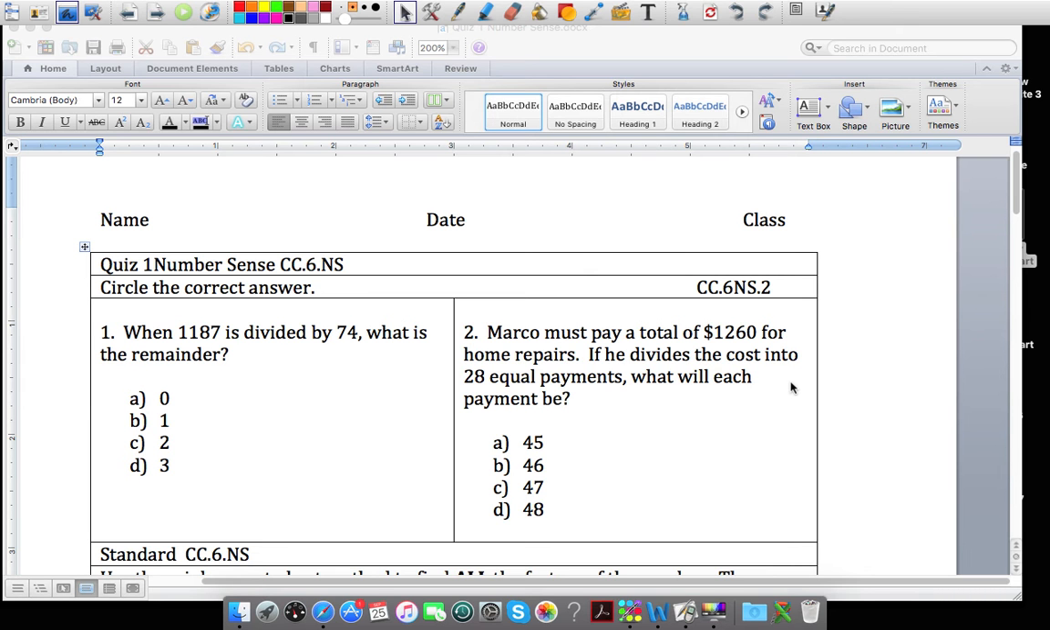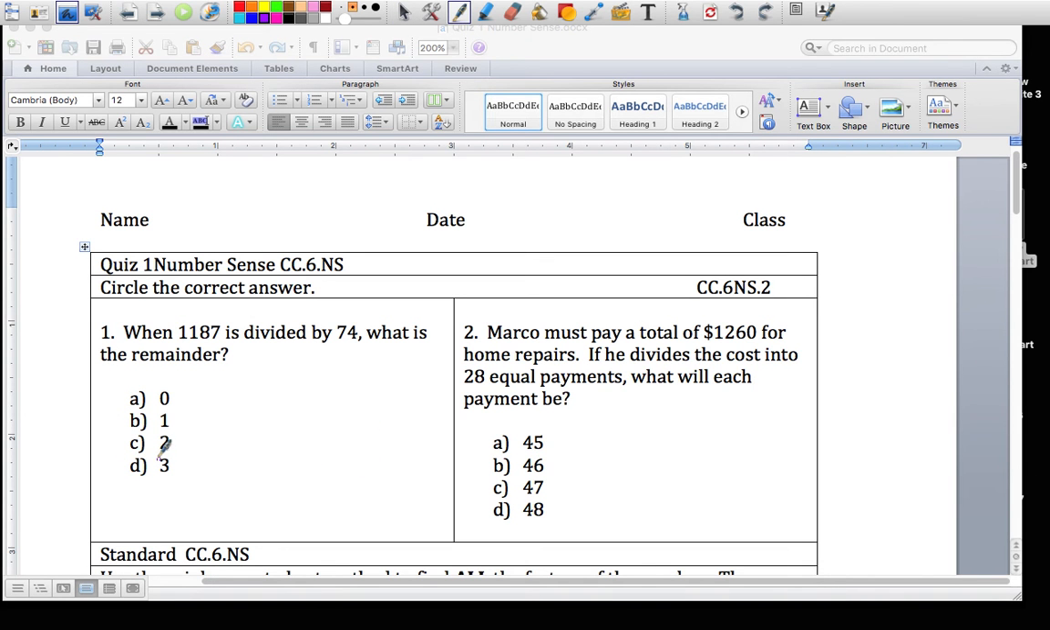Number one, 1,187 is divided by 74. What is the remainder? So the answer was, for this one, and I can do this, 3. Okay, there's a remainder of 3.